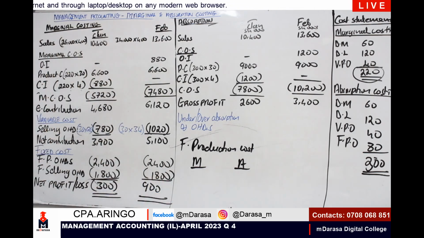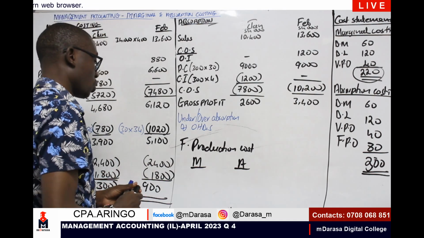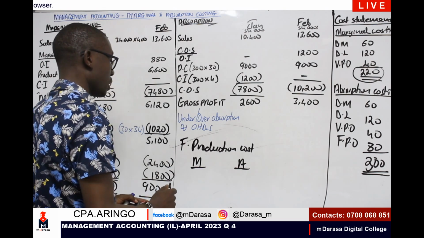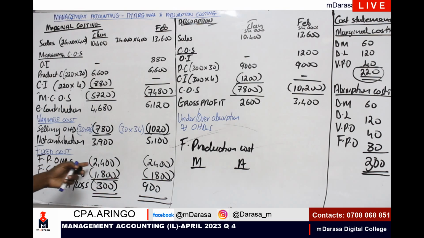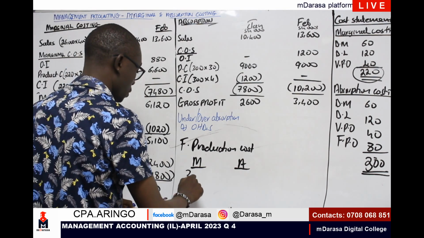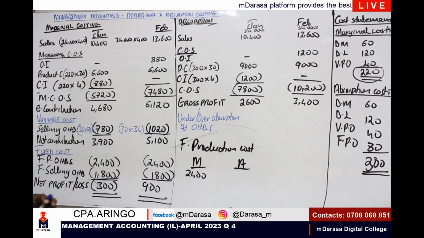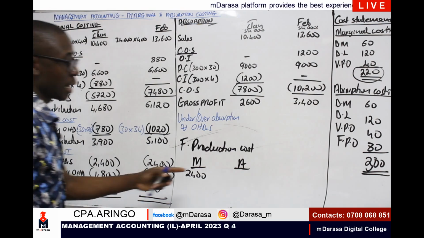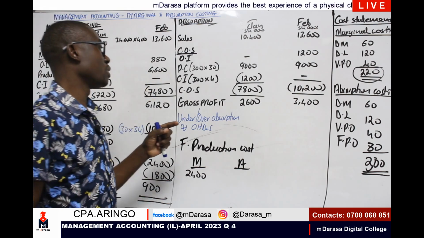So let us compare this. In this case, we have number one, marginal. Marginal fixed production overhead was 2.4. Under absorption, what did we have? Under absorption, that will be simple.